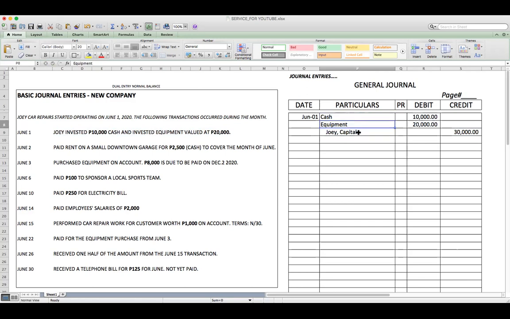Marami kasi ang entries, no? We have the journal entries, adjusting entries, we have the reversing entries, and also the closing entries. So it will be discussed on a different video presentation. Anyway, for June 2, okay, June 2 na tayo. Paid rent on a small downtown garage for 2,500 to cover the month of June.